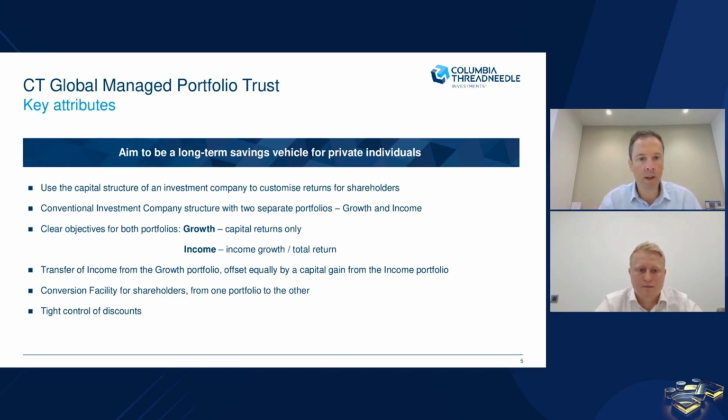And then the final point is tight discounts. So what we're trying to do here, because it's a trust of investment trusts, we're trying to avoid the double discount. Because a lot of our underlying investments are trading at discounts, we try and maintain our own share price close to that net asset value to avoid that double discount.